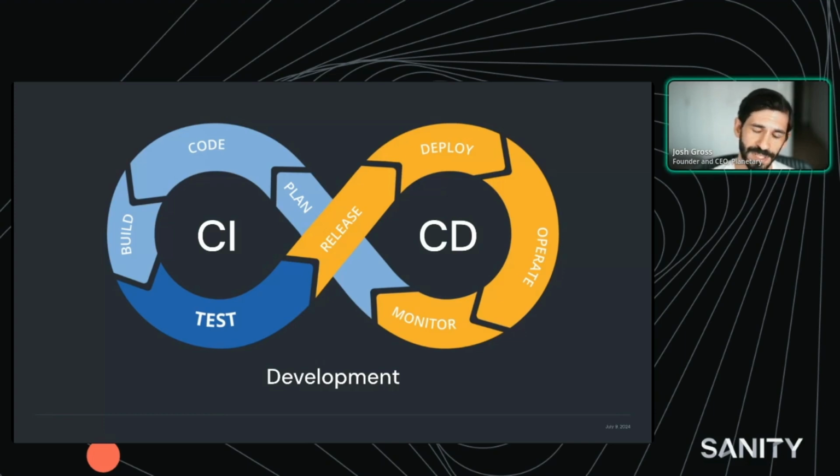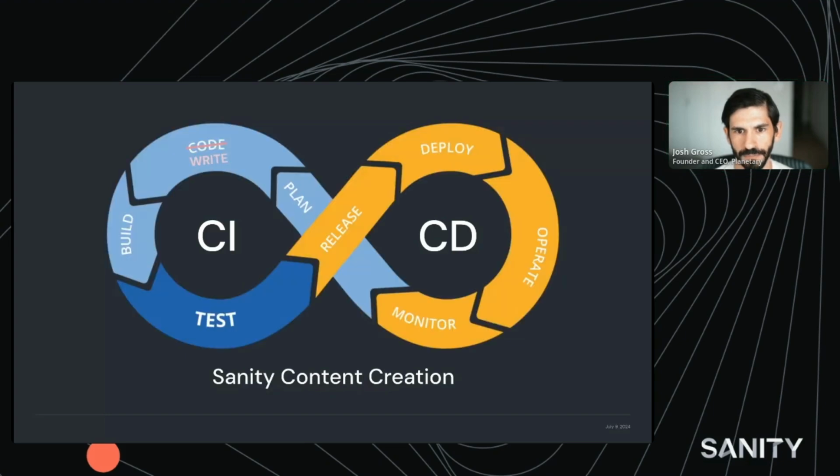On the left, you have CI. On the right, you have CD. And it is essentially, for better or worse, a sort of infinite loop of how you build and deploy software continuously and give yourself the ability to verify, validate, and continuously build new components. Why can't we just do this for our content as well? Well, we can.